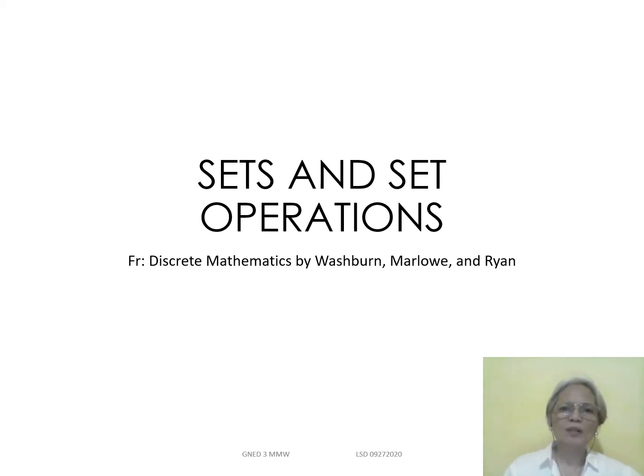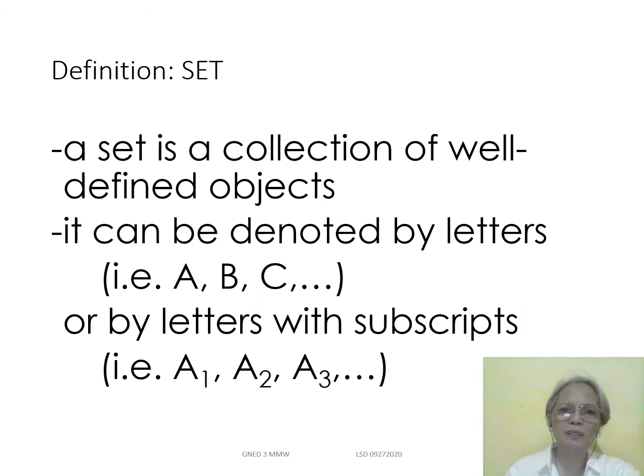Good morning, class. So let's now discuss sets and set operations, which is one of the basic concepts in mathematics. So we know that a set is a collection of well-defined objects. For example, we say set A is a set of flowers, so the elements would include gumamela, sampaguita, rose. So a banana cannot be a part of the set because a banana is not a flower.